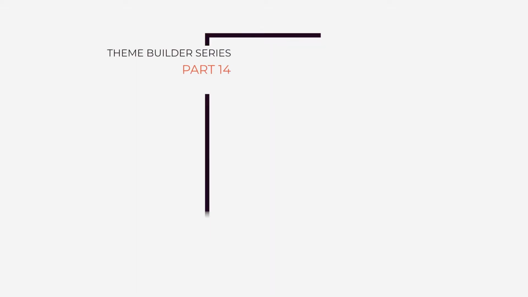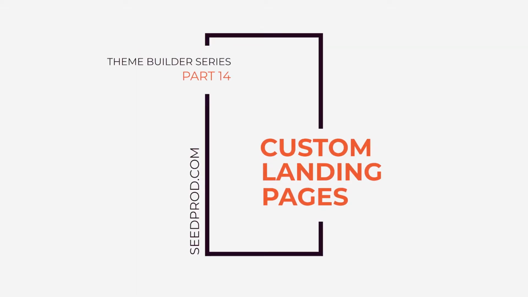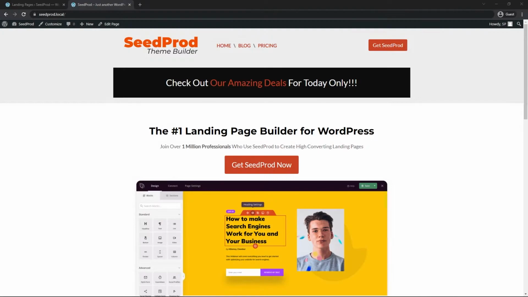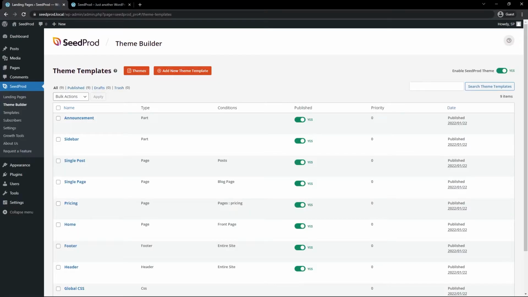In this video, I want to look at custom landing pages. So far we've only been inside of the theme builder, but I want to show you how the old landing page feature, the builder in SeedProd, can connect with our theme builder templates. This is a great way to create special landing pages to use for your promotions or growth campaigns or anything that you want to create a landing page for.